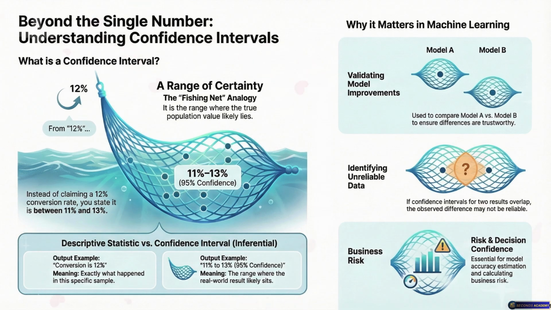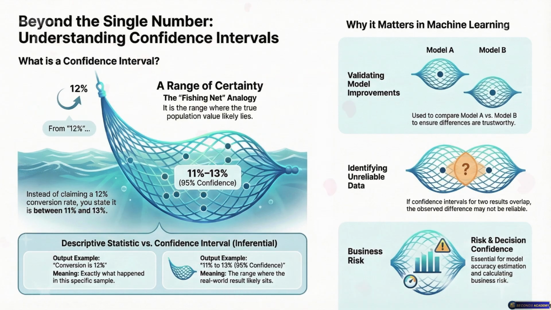It means that if we repeated this whole A/B testing process 100 times, if we pulled 100 different samples and threw 100 different nets based on those samples, we expect that 95 of those nets would successfully capture the true invisible fish, and 5 of the nets would land in the wrong spot entirely and miss it.